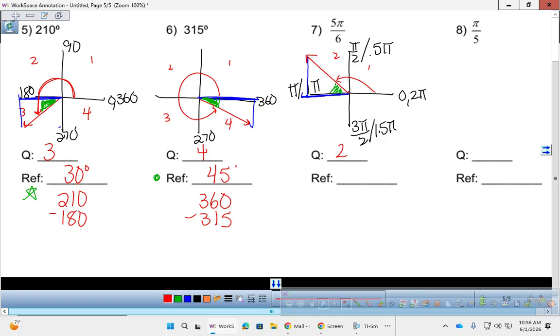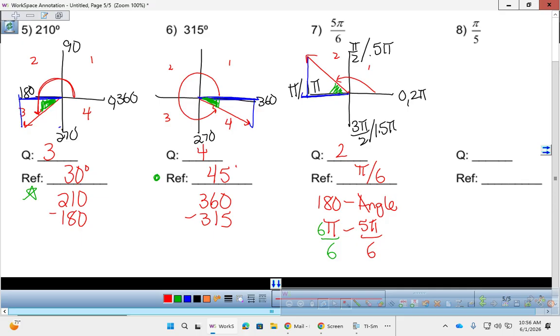If that doesn't make sense, we are doing 180 minus the angle, right? But we can't use 180. We've got to use pi minus 5 pi over 6. But when you are adding and subtracting fractions, you do need a common denominator. So give this a 6, which gives this a 6. 6 minus 5 is 1. This is pi over 6.